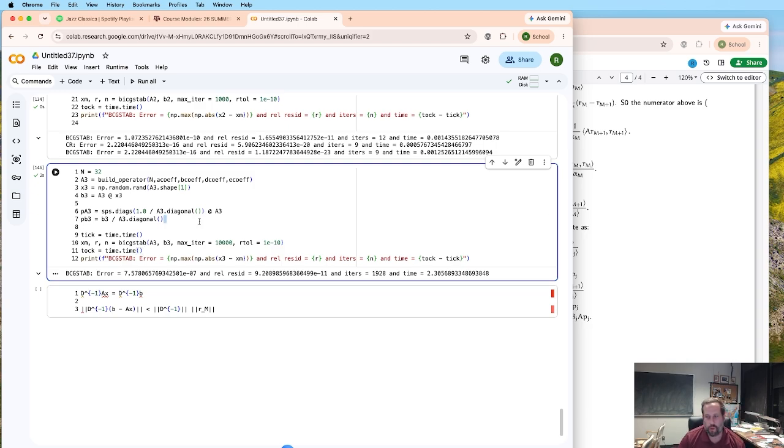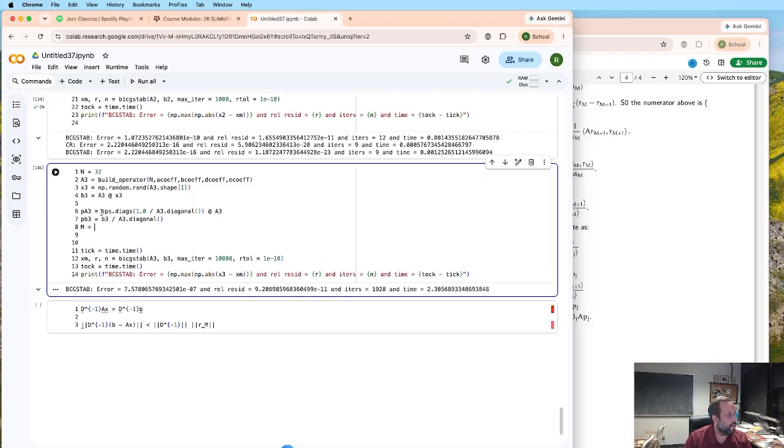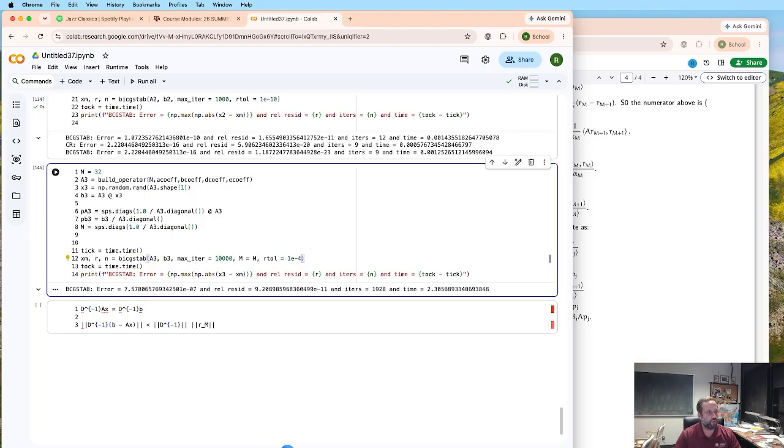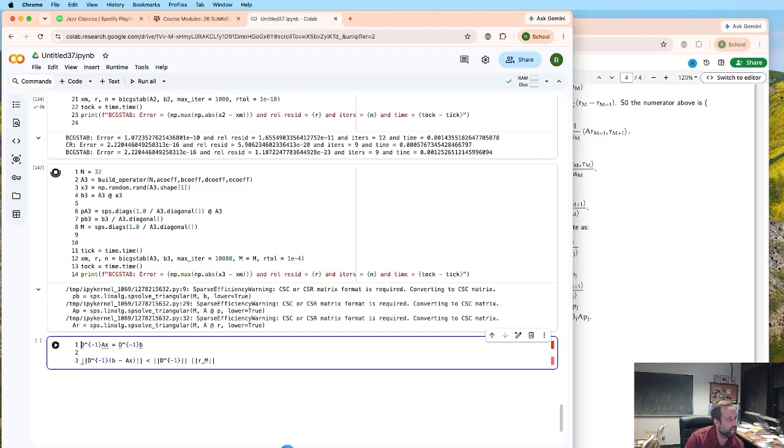Okay, so now I'm going to say my preconditioner is going to be equal to this matrix here. And down here I'm going to say M is equal to M. Okay, so now I have a preconditioner. And since I'm computing the actual residual, I'm going to make this back to 10 to the minus 4, and we're going to see what happens.